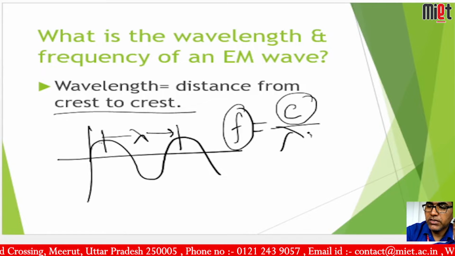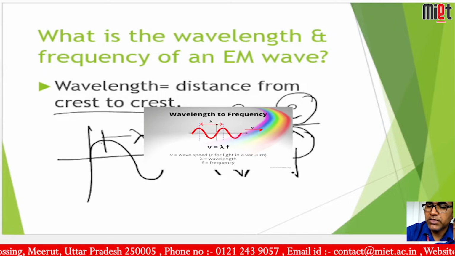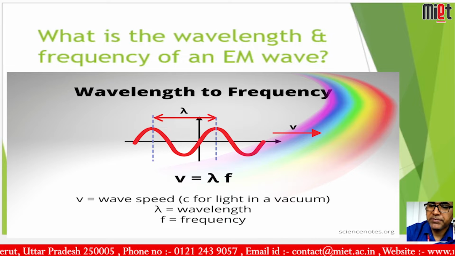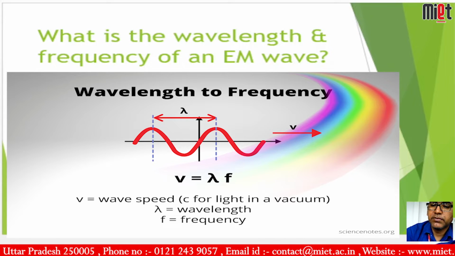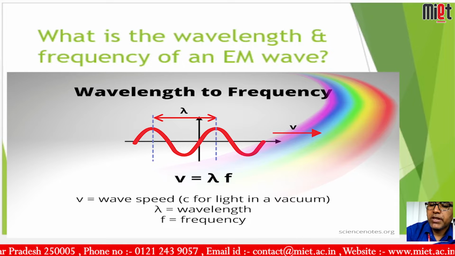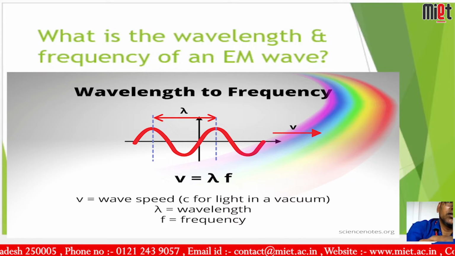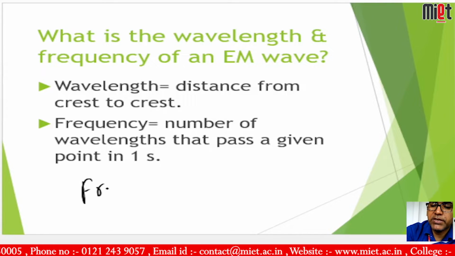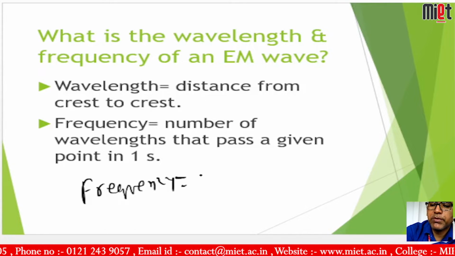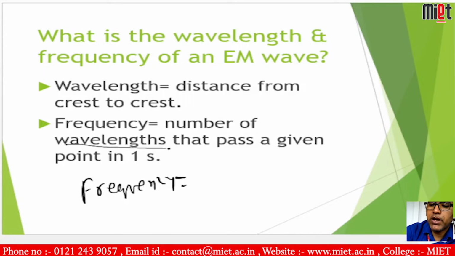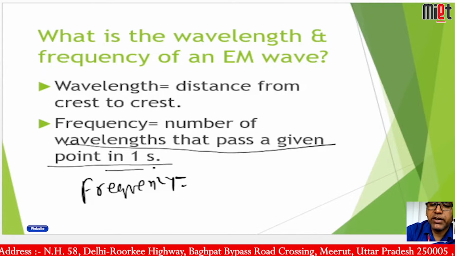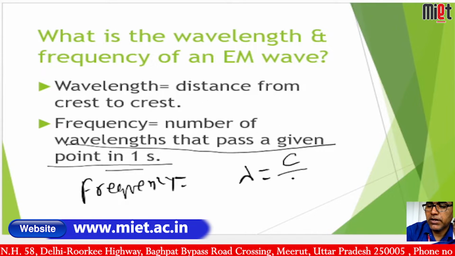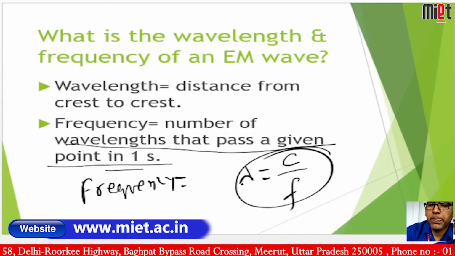So you can see the relationship between wavelength and frequency. This is frequency, this is wavelength. Frequency and wavelength are inversely proportional to each other. Frequency is the number of wavelengths that pass a given point in 1 second, which means wavelengths per second. Lambda and frequency are related by lambda equals c upon f.